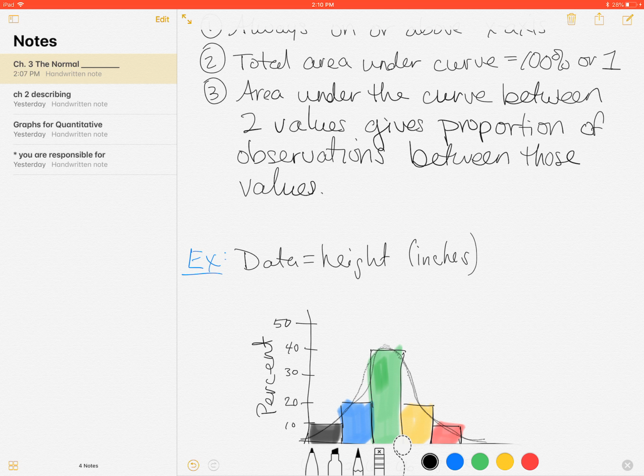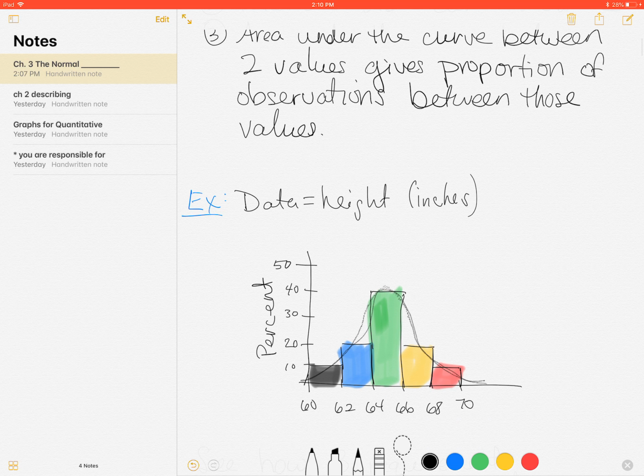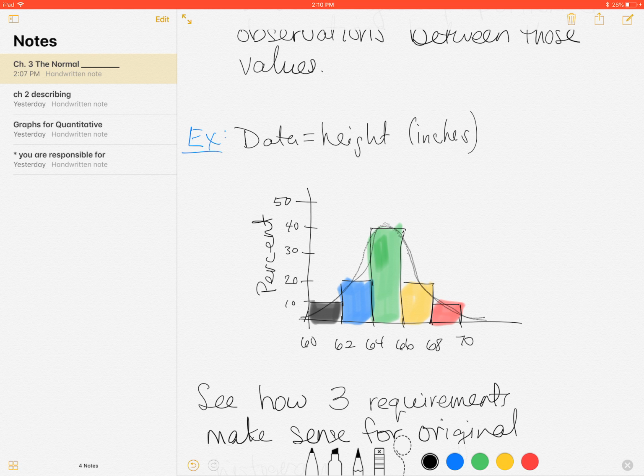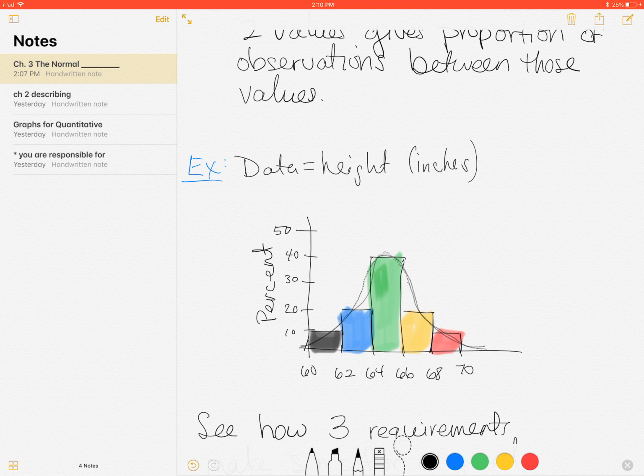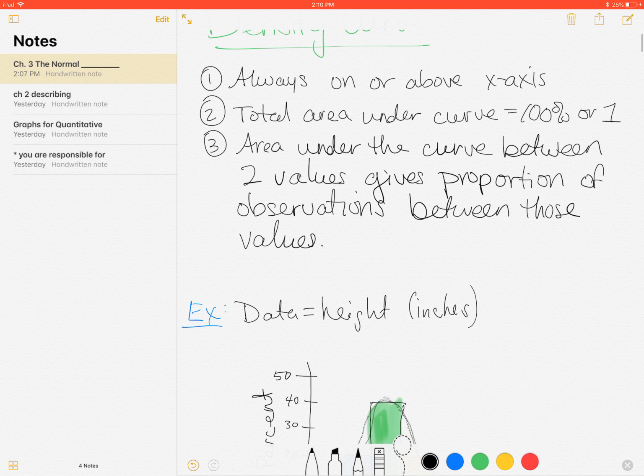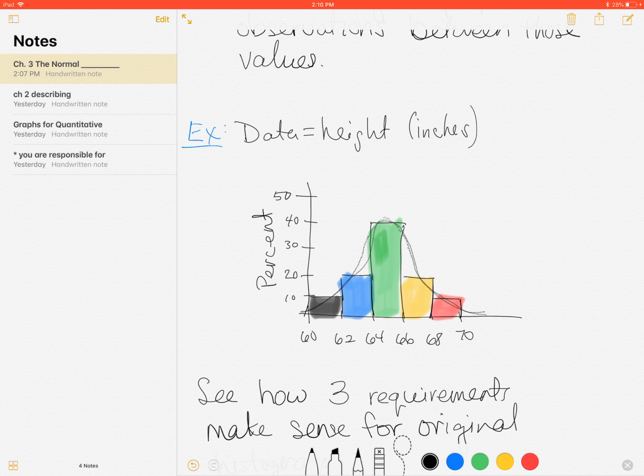Suppose I collected data on height of people or whatever. And let's imagine that these bars are actual data, and we could imagine this curve that might represent some imaginary data. Well, first, let's check those three rules with the actual data and see why those rules exist. Rule number 1 was always on or above the x-axis. If I wanted to say, make a bar below the x-axis, what exactly would that even mean?